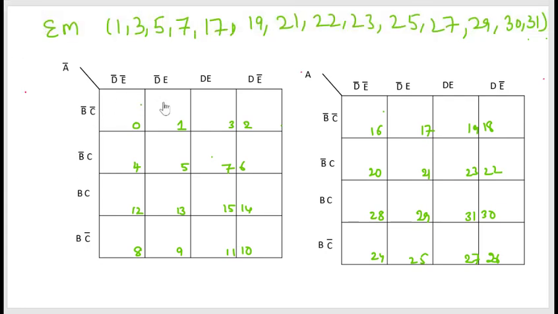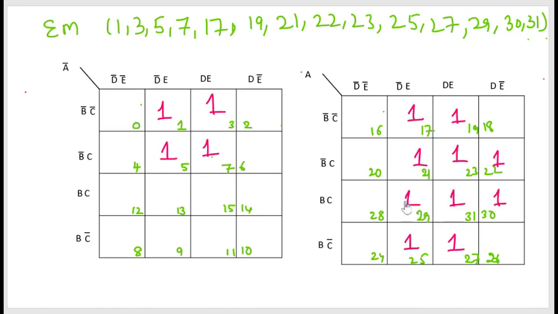So if you look at here, 1, 3, 5, 7, then 17, 19, 21, 22, 23, 25, 27, 29, 30, 31, and the rest are all zeros. Okay, so this is how you are going to fill the 5 variable K-map.